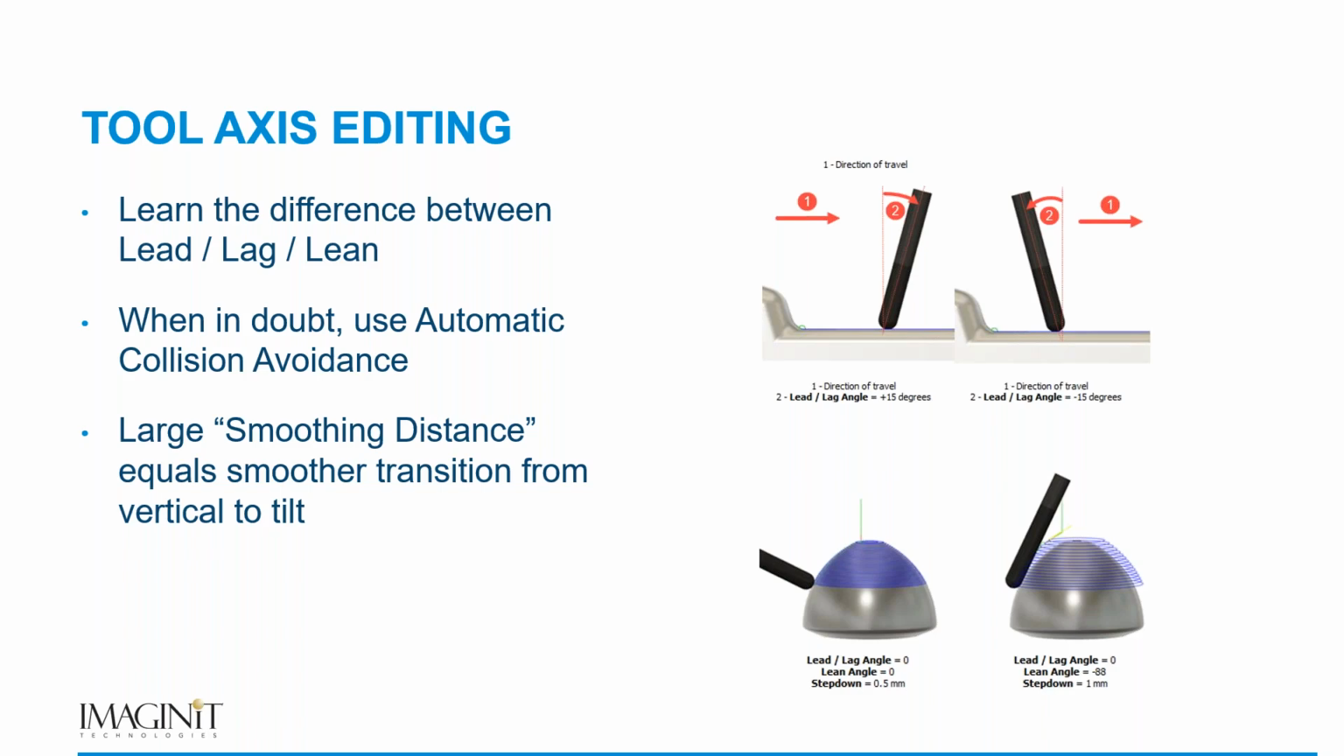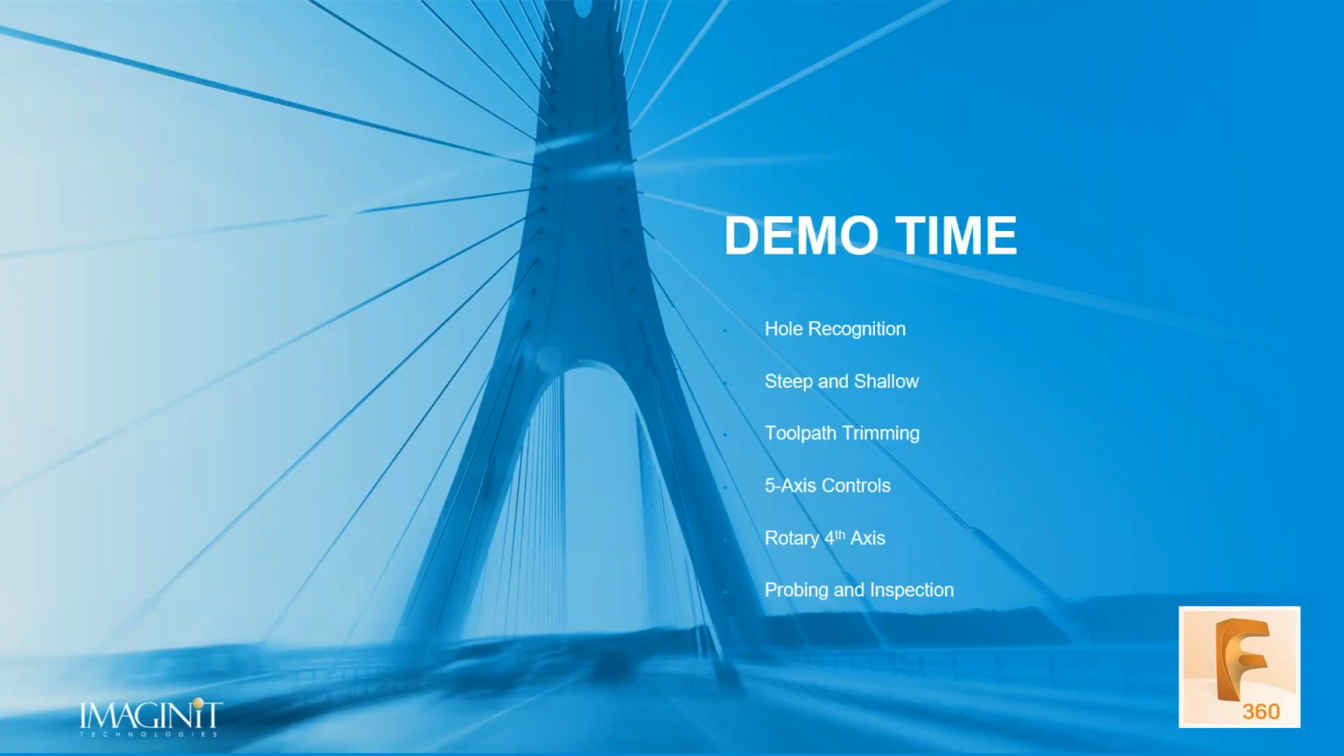The automatic collision avoidance is basically just an easy button. When you use that, it'll automatically avoid collisions, and you're not trying to figure out what lead and lag angle you need. But in some scenarios, you might know exactly what angle is going to make the most sense. You can do that by overriding the tool axis. So the machining extension gives you these capabilities, and when you have a 5-axis machine, you might as well be using it, especially for avoiding collisions. This is a great way to do that.